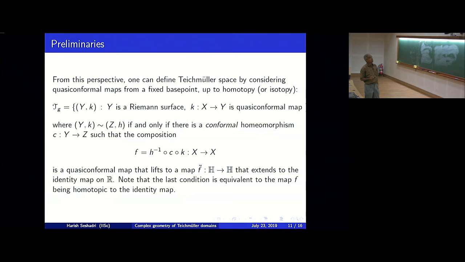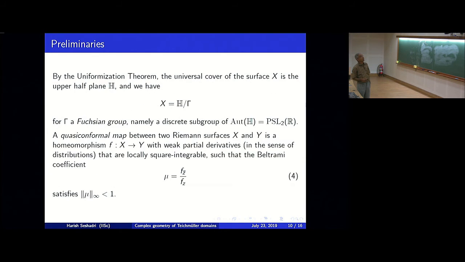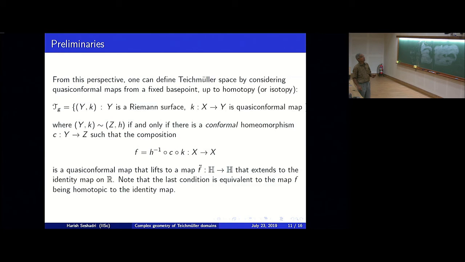From this perspective, one can define Teichmuller space by considering quasi-conformal maps from a fixed base point up to homotopy or isotopy. What is fixed is this X. In the previous slide, I talked about this X. So here you look at pairs: not just another Riemann surface, but one with a specific quasi-conformal map from here to here.